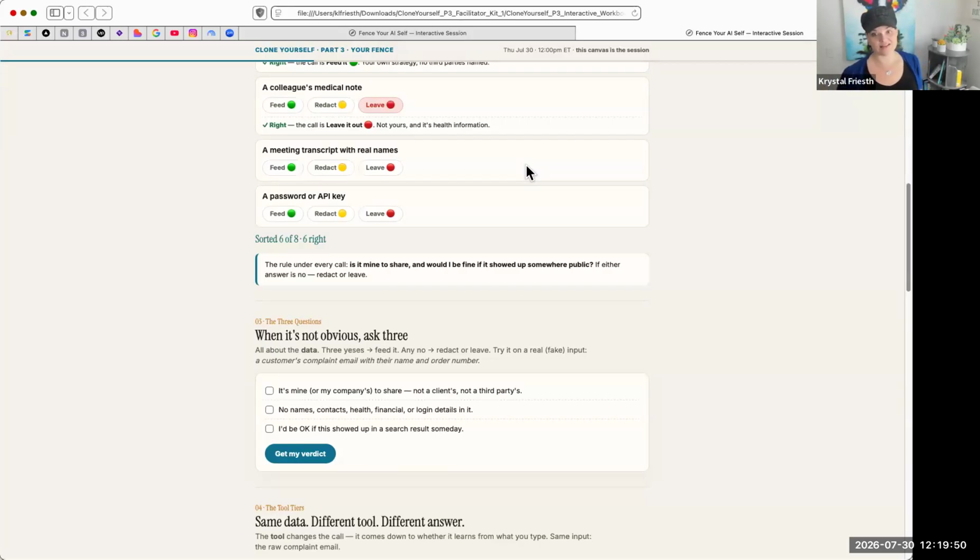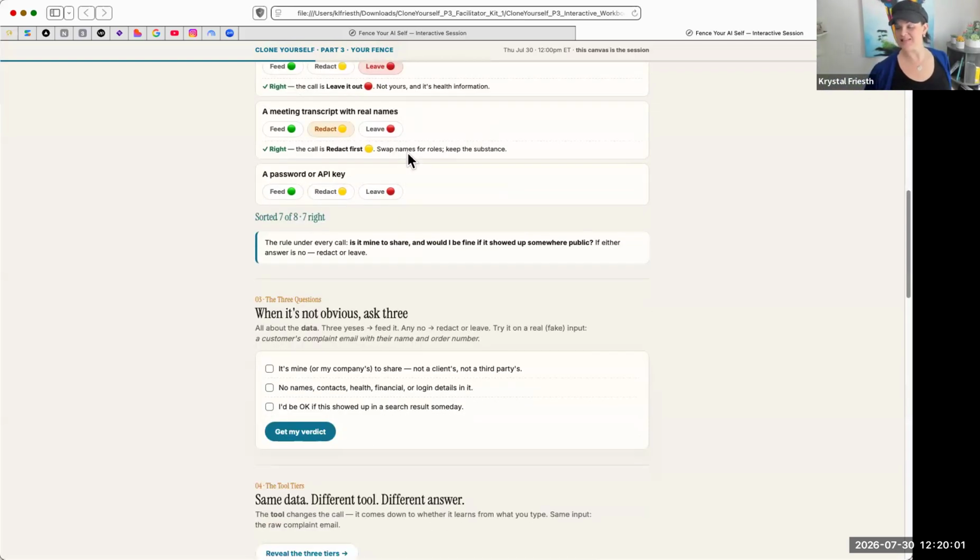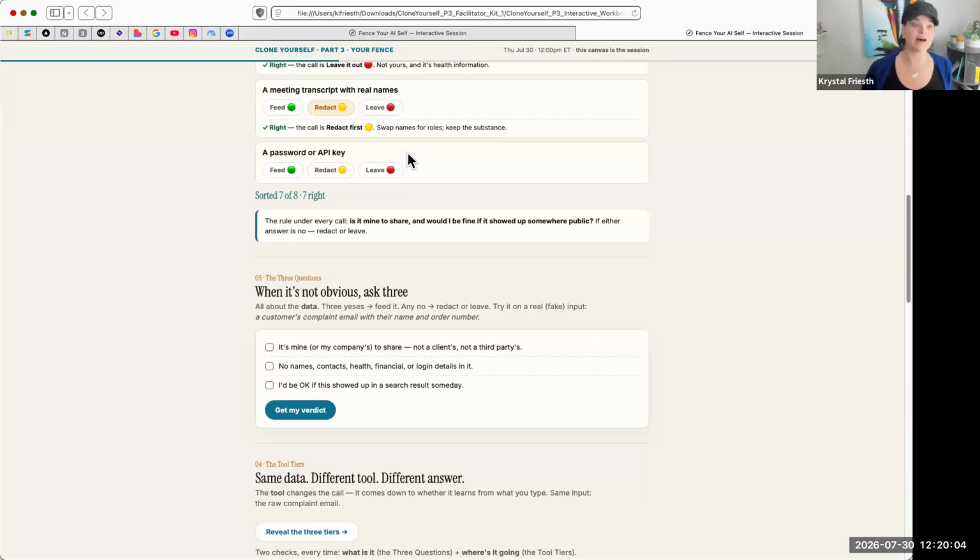It can also be a disaster if you don't fence it, if you don't really understand what it is you're trying to do, right? So with a meeting transcript, redact is right. Swap the names for the roles, keep in the substance. That way you can start to surface information about meetings you have, tasks that surface.